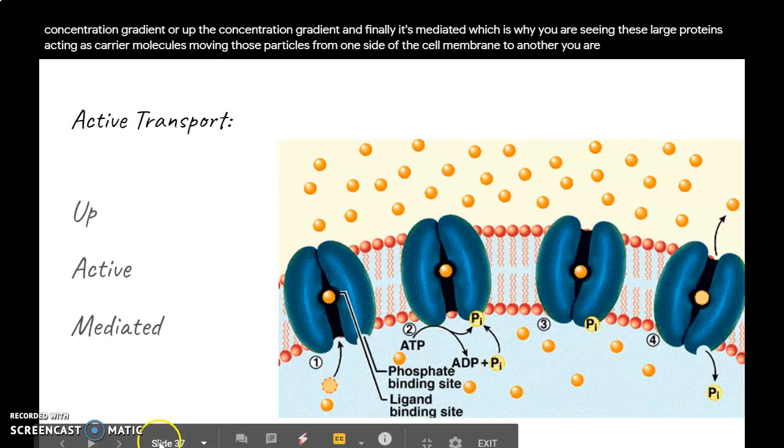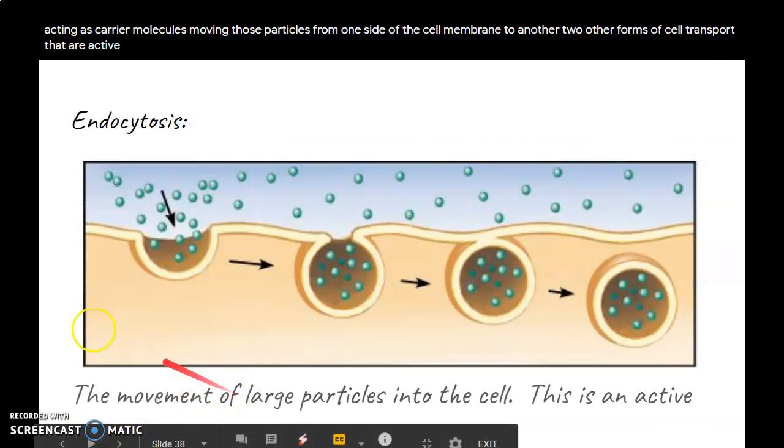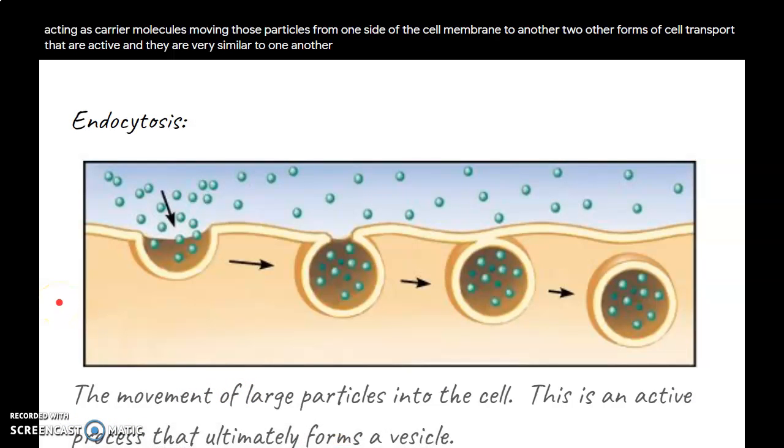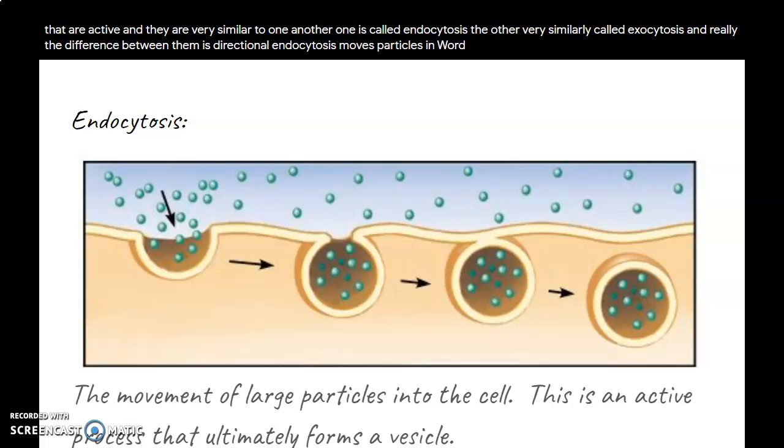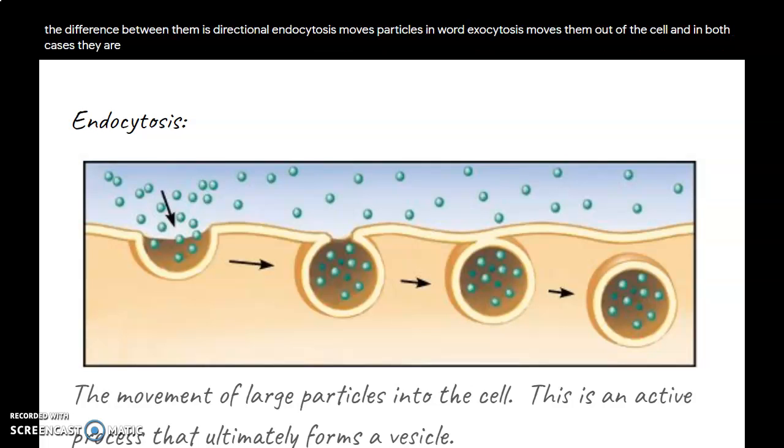There are two other forms of cell transport that are active, and they are very similar to one another. One is called endocytosis, the other very similarly called exocytosis, and really the difference between them is directional. Endocytosis moves particles inward, exocytosis moves them out of the cell. And in both cases they are active. They are going to require your body to use energy. And in both cases, they're going to involve the formation of a vesicle.